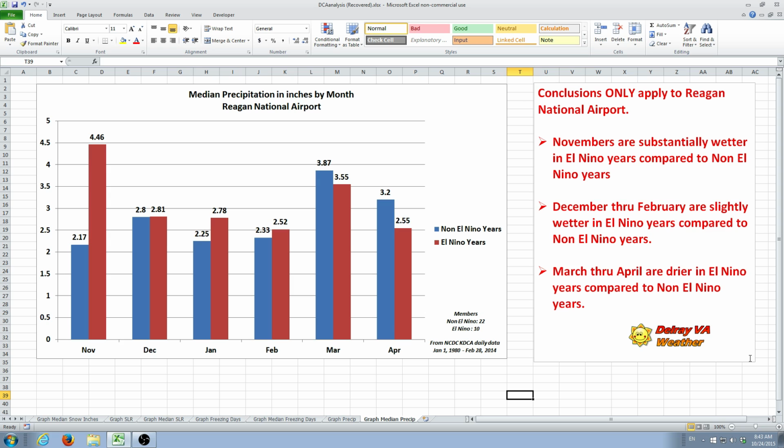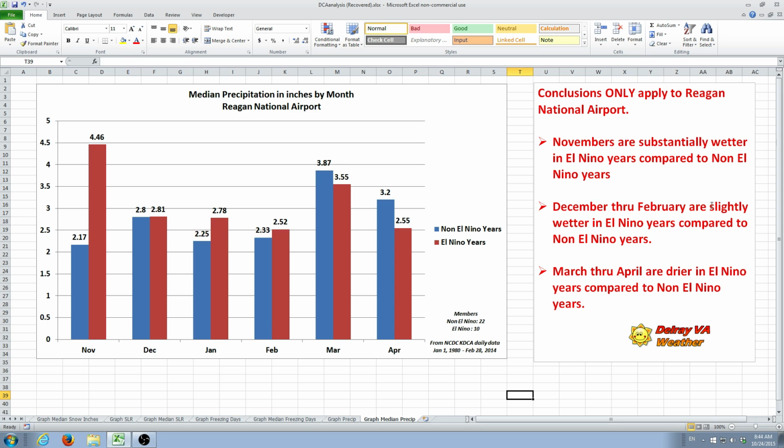Okay, for the precipitation, comparing the two conditions, Novembers are substantially wetter in El Nino years compared to non-El Nino years. And that's this over here, showing that in an El Nino year in November we get a median of almost 4.5 inches of rain. I should say precipitation, can be rain or snow. And in non-El Nino years we get about 2 inches of precipitation.